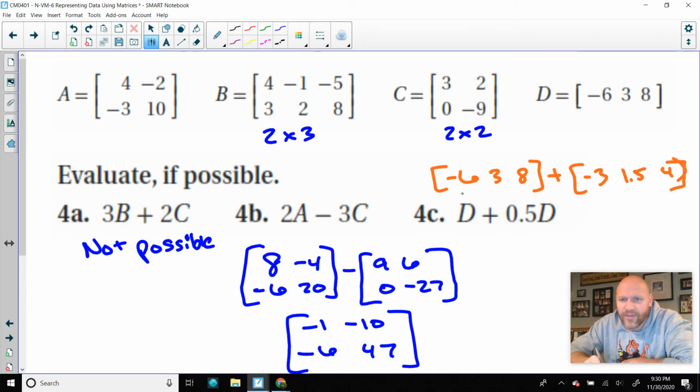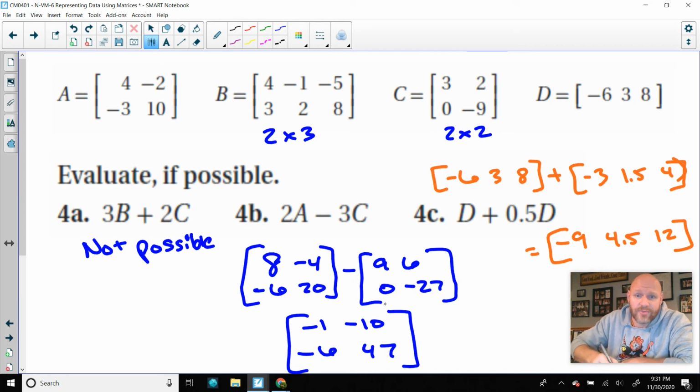And now we're going to just add those numbers together. -6 plus -3 is a -9. 3 plus 1.5 is going to be 4.5. And 8 plus 4 is 12. Even though it's got that decimal in there, it's not a bad thing. You know, it's a number, just like any other number. Don't treat it badly. But that's how that works.